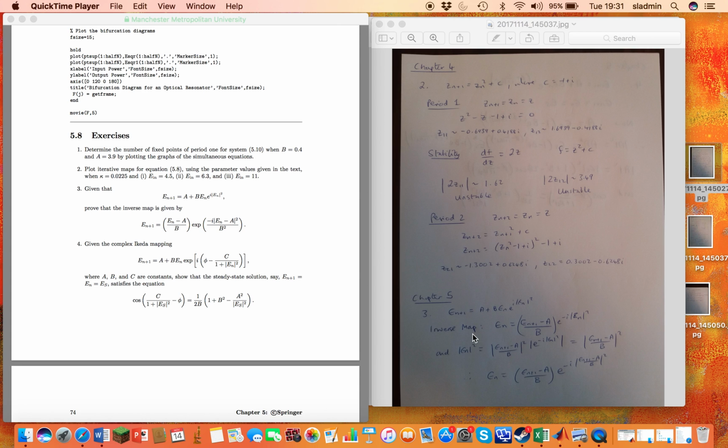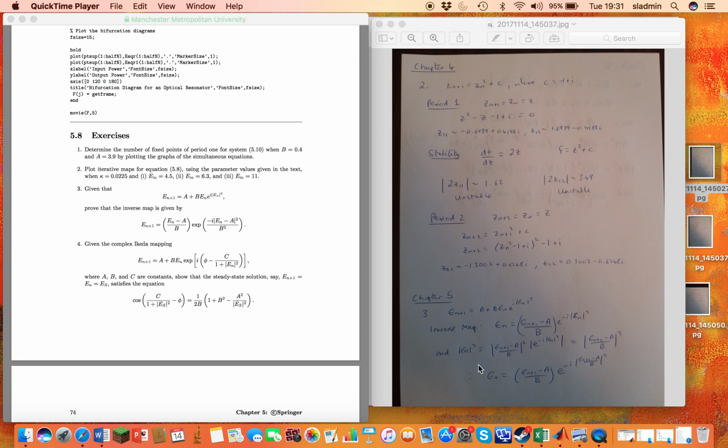So to find the inverse map, we need to express E_n in terms of E_{n+1}. If we rearrange this equation, you'll see that E_n is E_{n+1} minus A. So we subtract A from both sides, and then we divide by B. And then we multiply both sides by e to the minus i mod E_n squared. But on the right hand side now, we need everything to be in terms of E_{n+1}, and we've got a problem with this mod E_n squared. So we need to know what mod E_n squared is.